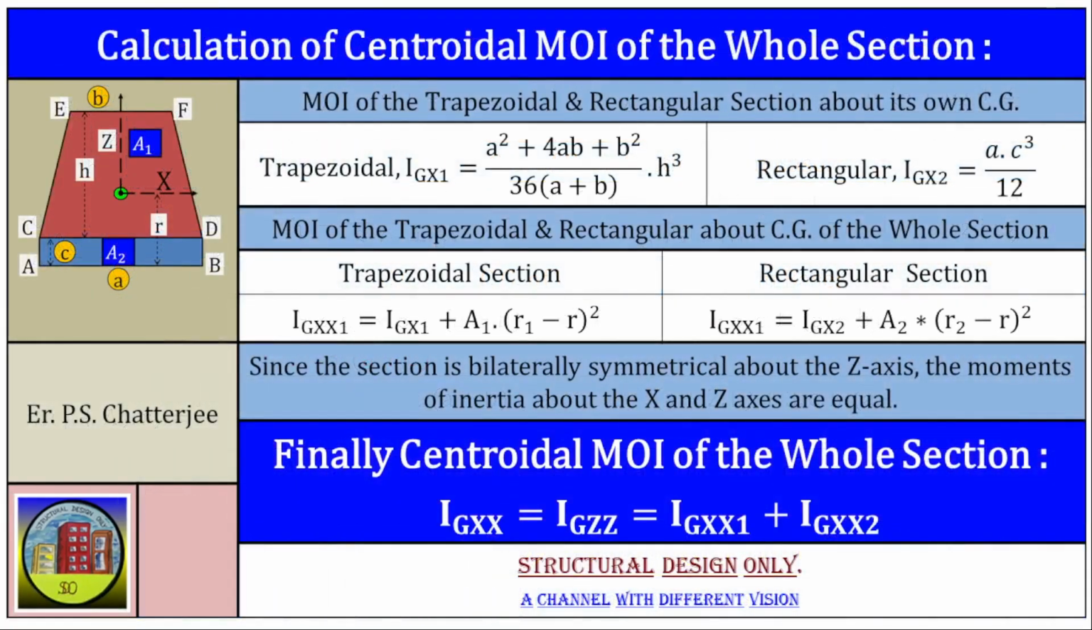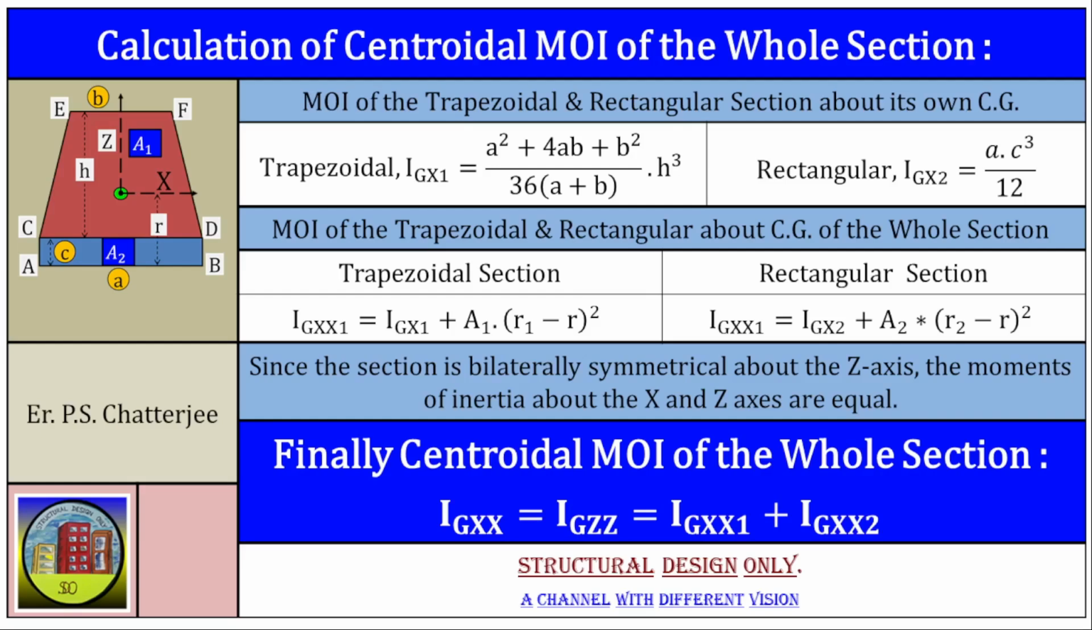Title of this slide now you are watching, Calculation of centroidal moment of inertia of the whole section. In this final slide, we will calculate the centroidal moment of inertia of the entire compound section. As we know, the section is composed of two parts, a trapezium, A1, and a rectangle, A2. Step 1. Calculation of the moment of inertia of each section about its own CG.